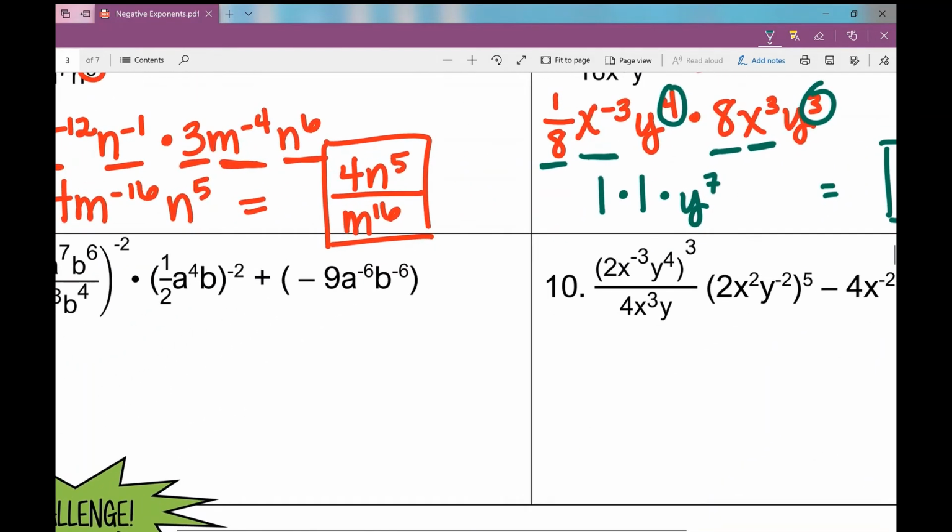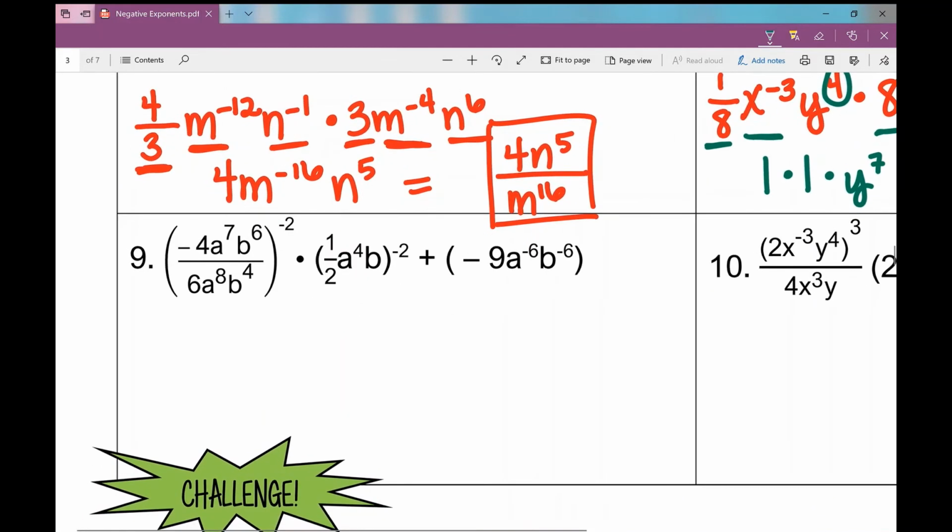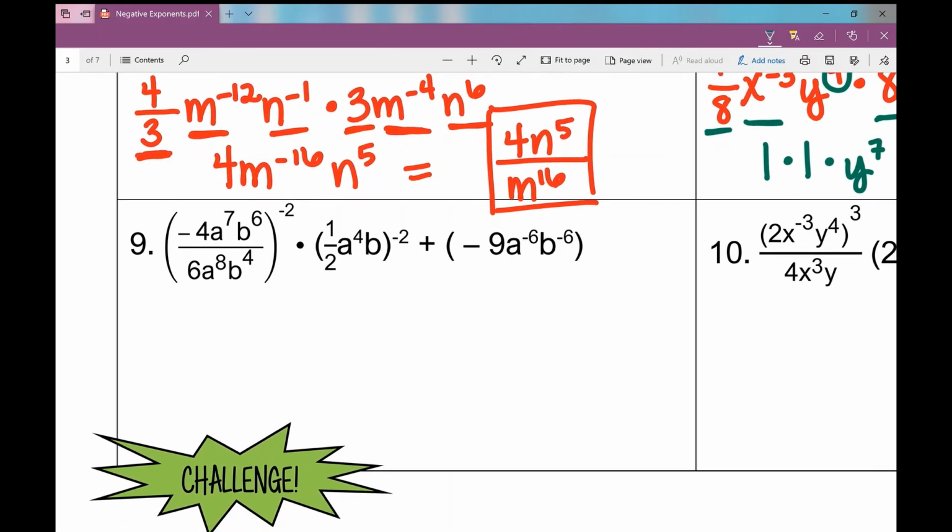This one is a bit of a challenge, so let's get started. Lots of stuff going on with this one. I see a fraction inside our parentheses. We have the same variables on top and bottom, so I'm obviously going to have to simplify using the quotient rule. I've got an exponent right outside my parentheses, so I'm going to have to apply the power rule. Another exponent outside the parentheses, another power rule, and then I've got some multiplication. And then I've got plus a negative, which we like to make just one big minus, one big negative. Okay, lots going on here.